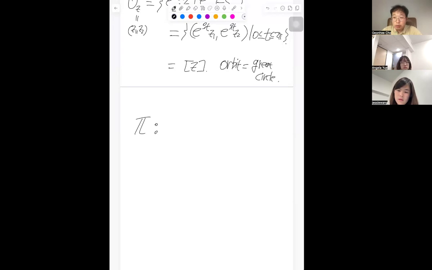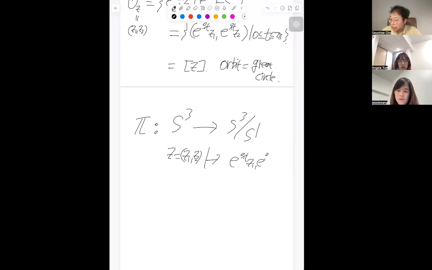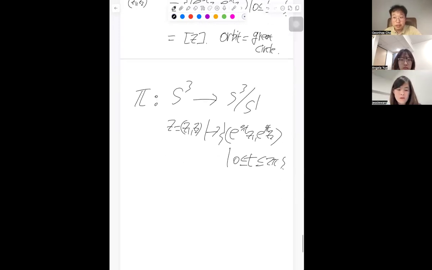So the usual Hopf fibration means this guy, meaning that if you start from Z, consisting of Z1 and Z2, then it maps to where? e to the it Z1, comma e to the it Z2, where t is between 0 and 2 pi. Then this is the Hopf fibration that we have discussed today. Is it okay with you? The weighted version.